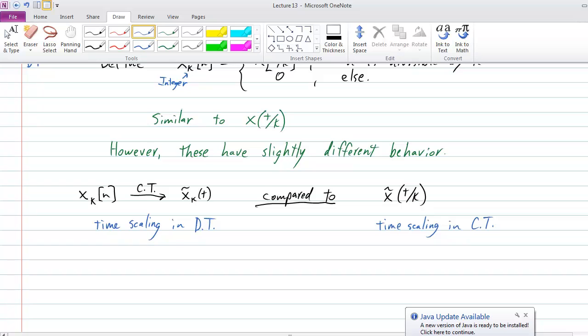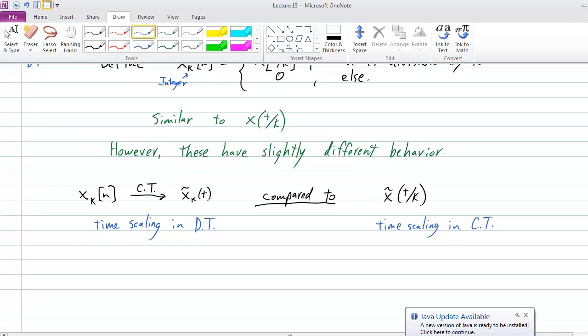Oh, because we defined x sub k of n to be 0 whenever n is not divisible by k. So this sum will be 0 anywhere except when this holds for an integer n, so we can just sum over the n. All right, so enough about that.